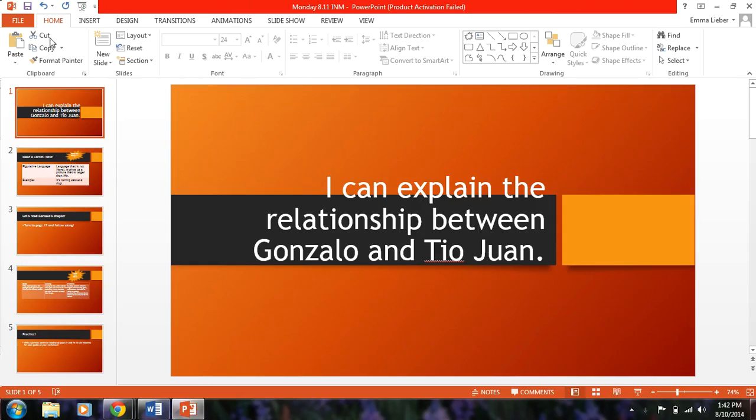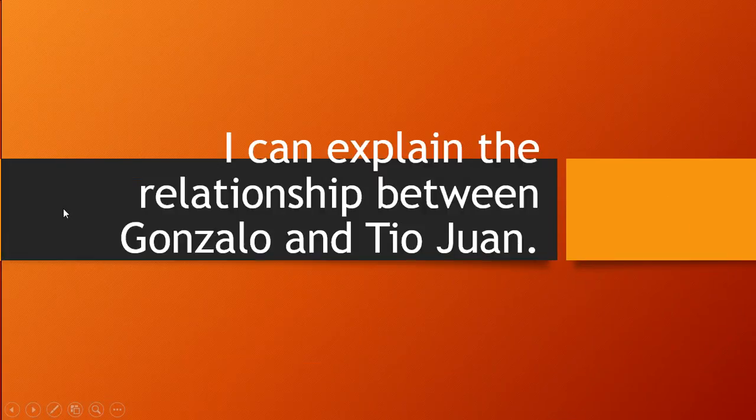Alright, 5th grade. Today we are going to be reading Gonzalo's chapter and explaining their relationship. So, open to the next blank page in your notebook and write down the I can statement for today. I can explain the relationship between Gonzalo and Tio Juan.